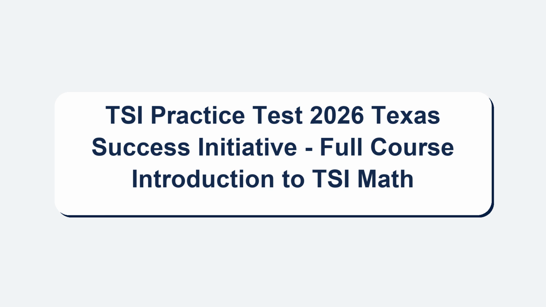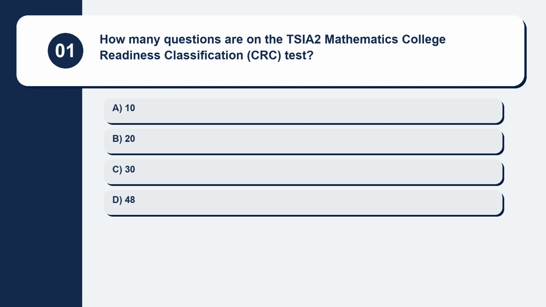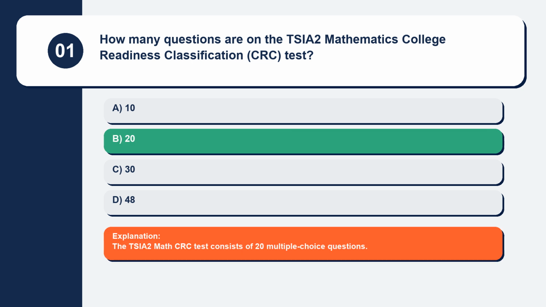TSI Practice Test 2026, Texas Success Initiative, Full Course. Introduction to TSI Math. Question 1. How many questions are on the TSI A2 Mathematics College Readiness Classification, CRC, test? 10, 20, 30, 48. The TSI A2 Math CRC test consists of 20 multiple-choice questions.